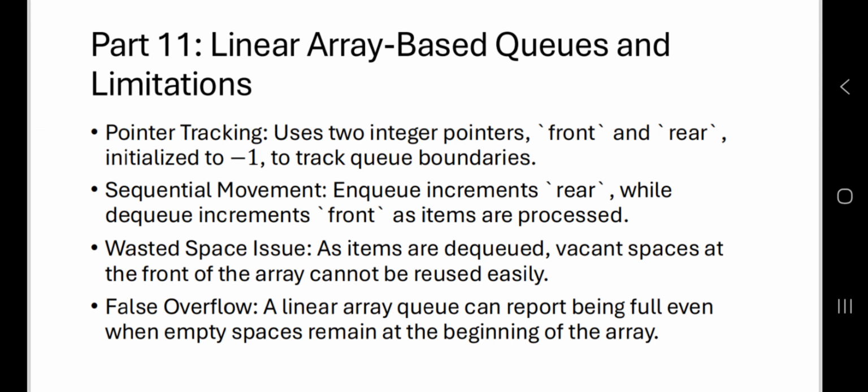Implementing the queue using a simple array brings some interesting challenges. As we see in part 11, a linear array-based queue uses two integer pointers, front and rear, both initialized to -1 to track queue boundaries. During operation, enqueuing increments rear and dequeuing increments front as items are processed.